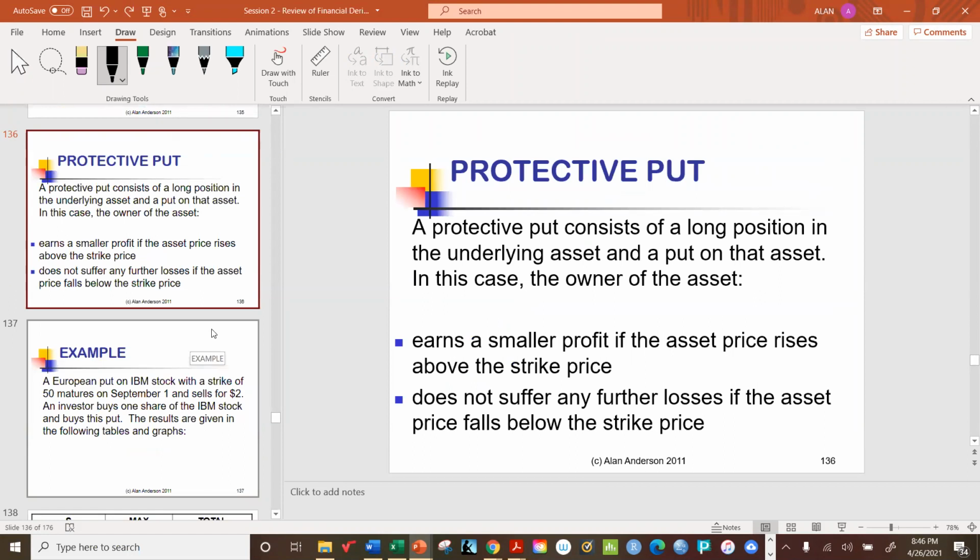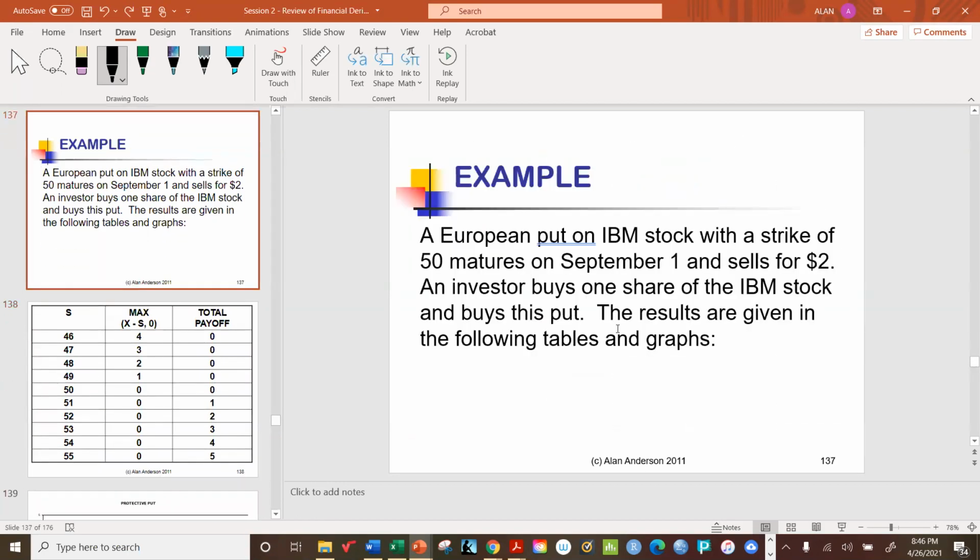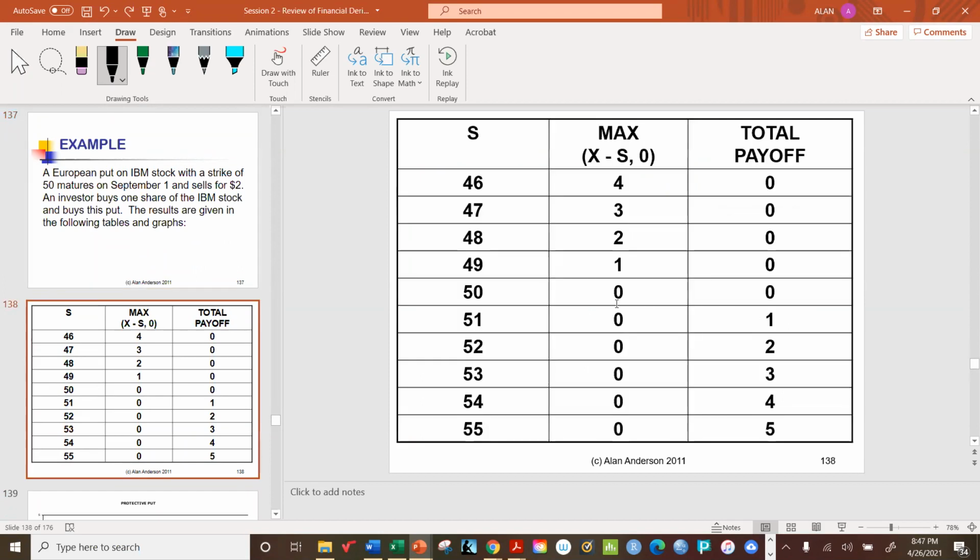It's exactly the same thing. You pay a premium, and if the stock price falls, you'll get a payoff from your put, which exactly offsets it. So the same thing. We've got IBM stock. The strike is 50 for this put that we're buying. It sells for $2. And again, let's assume that the stock price was originally 50.